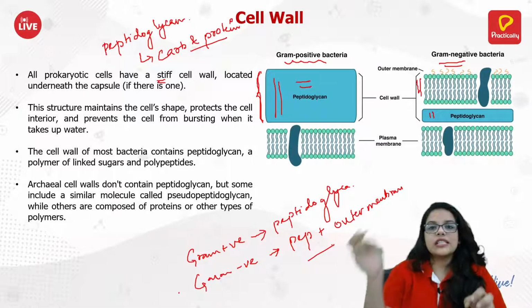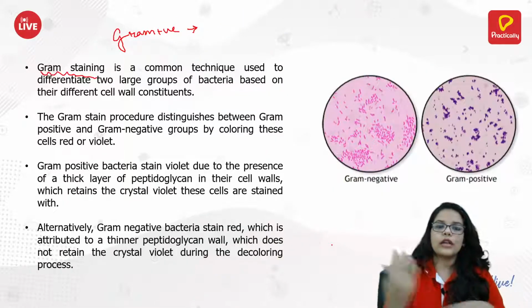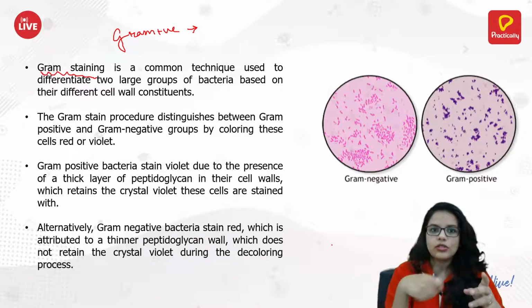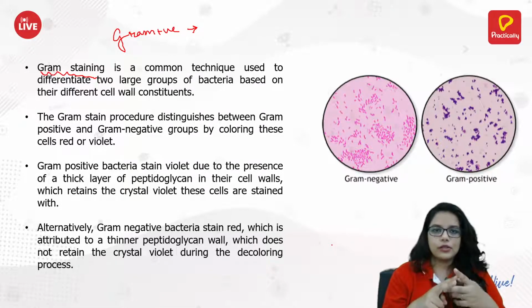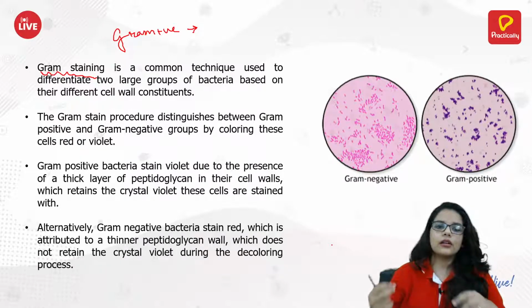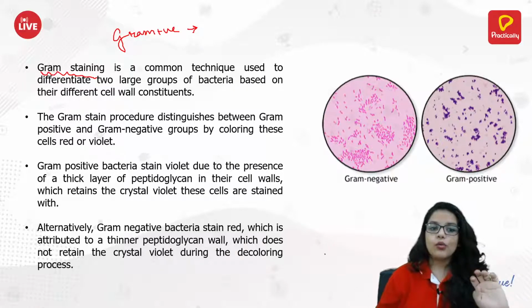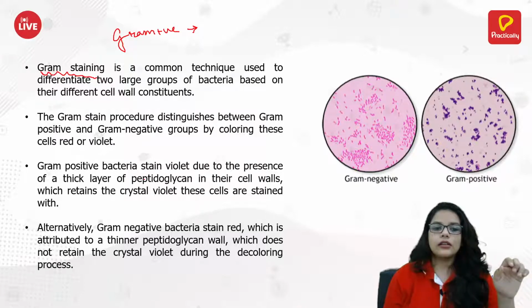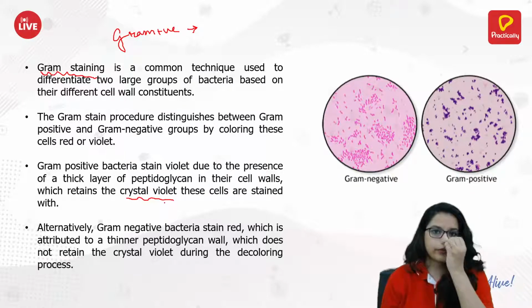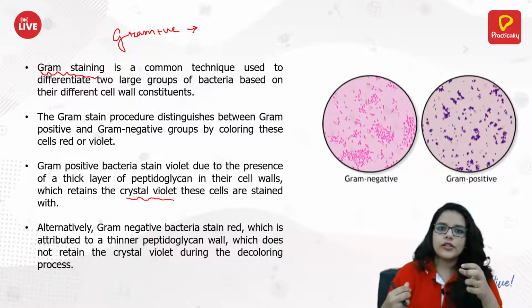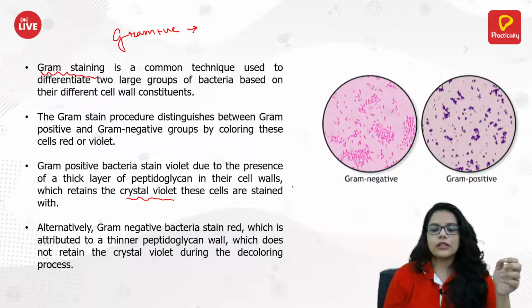So when you go for gram staining, you try to color the cell with two kinds of colors: a violet color and a pink color. What happens in gram-positive bacteria, due to the thick peptidoglycan layer, is that they retain the crystal violet color. Peptidoglycan has accepted all the colors. So gram-positive bacteria are violet.